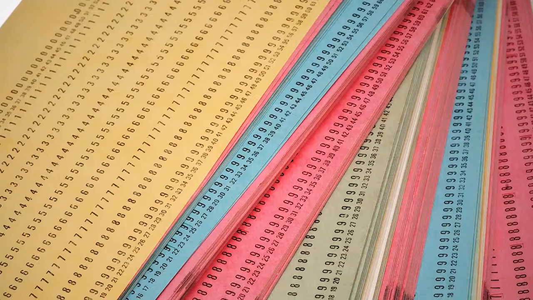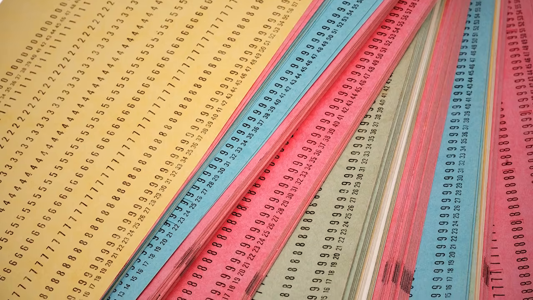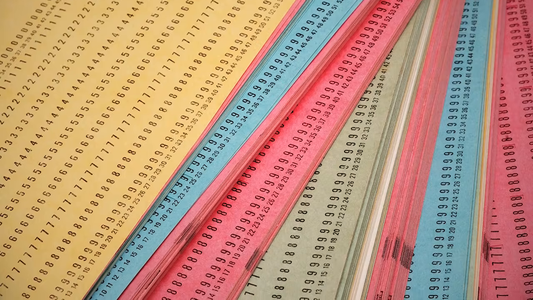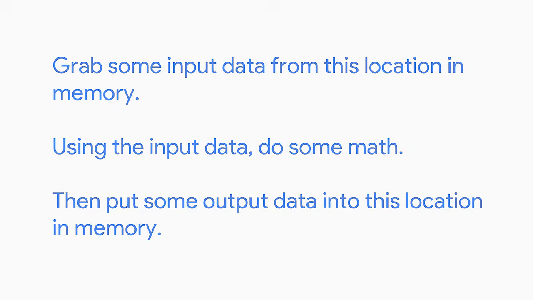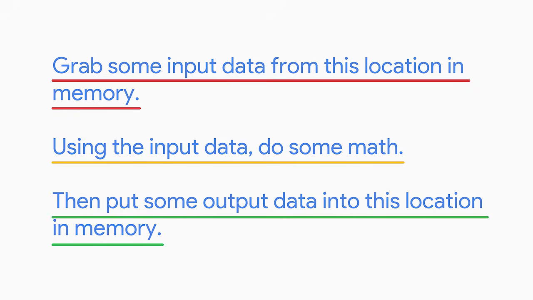Remember that in the 1950s, computer scientists used punch cards to store programs? These punch cards represented bits that the CPU would read and then perform a series of instructions based on what the program was. The binary code could have looked like this, and the instructions would be translated to this. Grab some input data from this location in memory, using the input data, do some math, then put some output data into this location in memory.